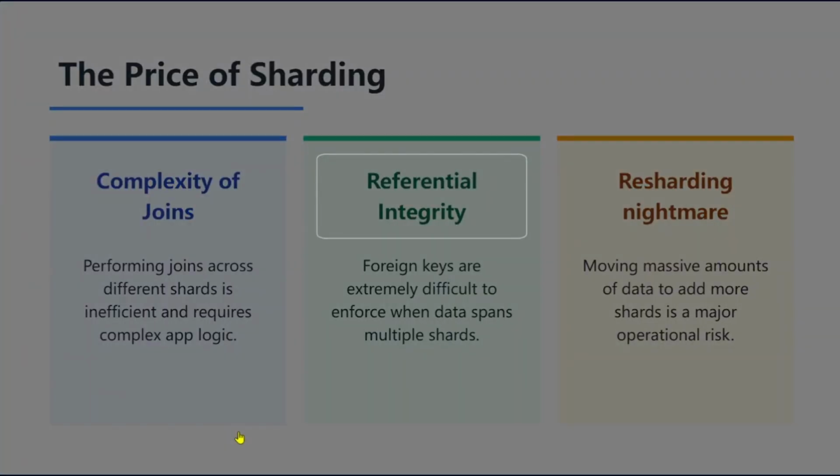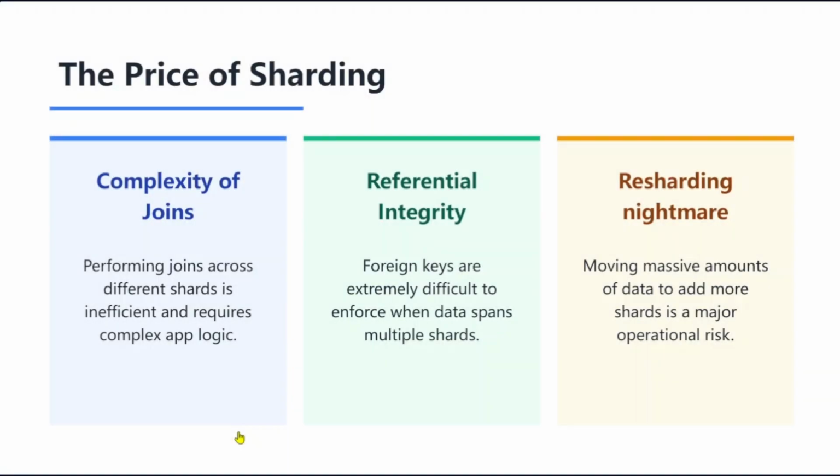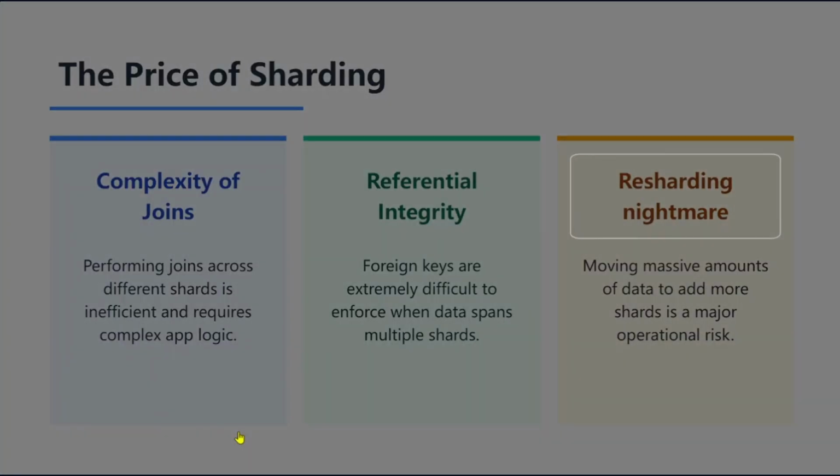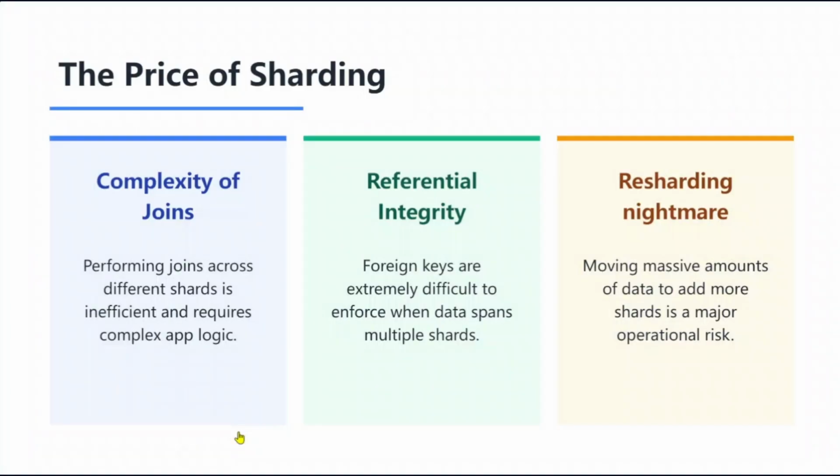Then there's referential integrity. Most relational databases can't enforce foreign key constraints across different physical servers. If you shard your users and orders separately, the database can't easily stop you from creating an order for a user that doesn't exist. And finally, the resharding nightmare. What happens when your current shards get too full? Moving terabytes of data to a new set of shards while keeping the application online is incredibly complex. It's like trying to move a house while people are still living inside it.